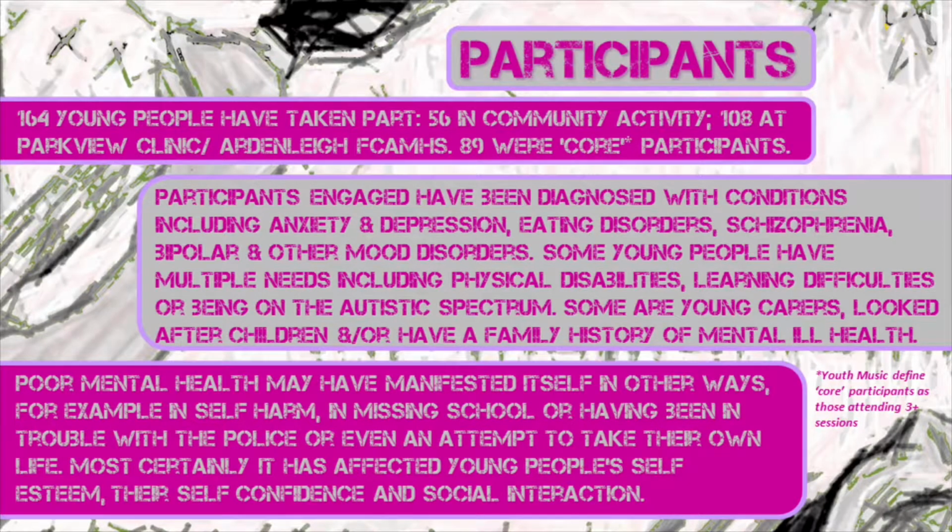Some have been young carers, looked after children, and some have come from families who have a history of poor mental health within the family, so mum or dad might have periods of being unwell as well. Poor mental health may have manifested itself in other ways. For example, some of the young people that we've worked with may have self-harmed in the past. We've already said that they may have missed quite a lot of school. They may potentially have been in trouble with the police, or even have attempted to take their own life. Nearly always, having a mental health condition has affected the young people's self-esteem, their self-confidence and their social interaction.